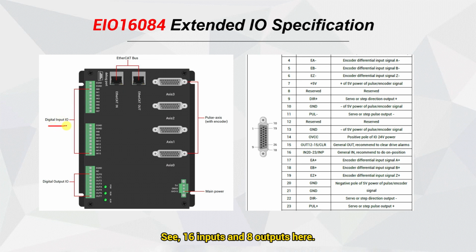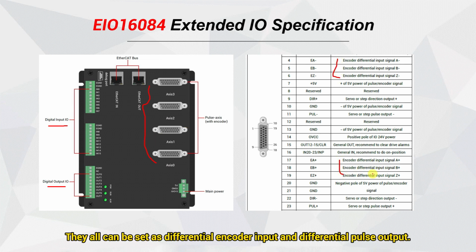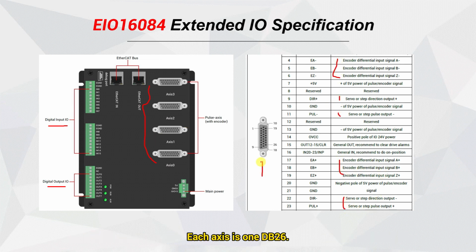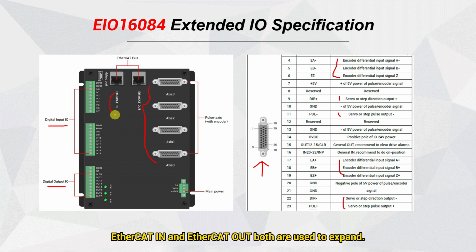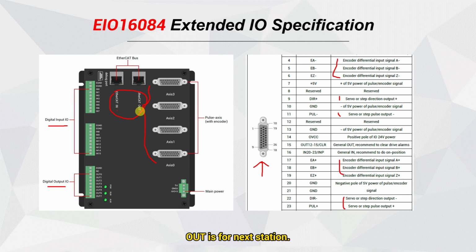See, 16 inputs and 8 outputs here. And there are 4 pulse axes on the board. They all can be set as differential encoder input and differential pulse output. Each axis is 1 DB26. This gives pin definition. Encoder in and pulse out. EtherCAT in and EtherCAT out both are used to expand. In is for former station. Out is for next station. Don't mix them. Okay, basic theory is learnt.